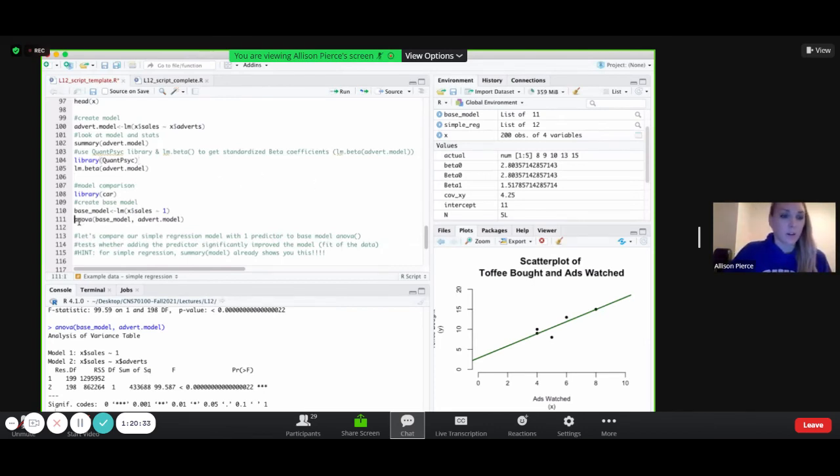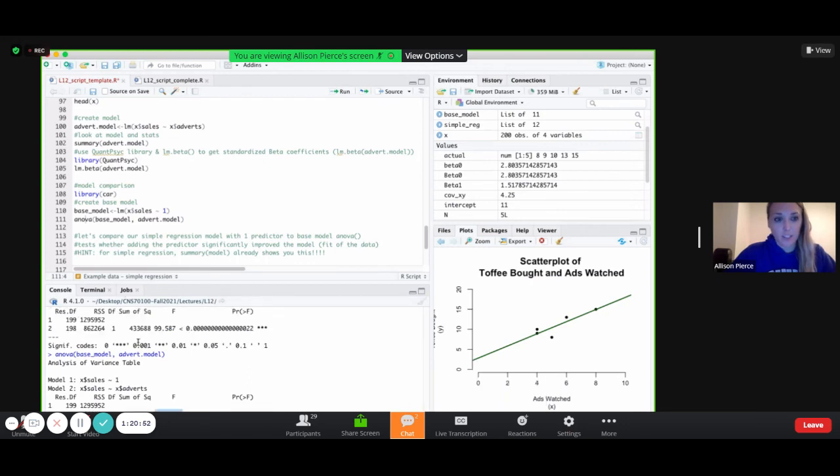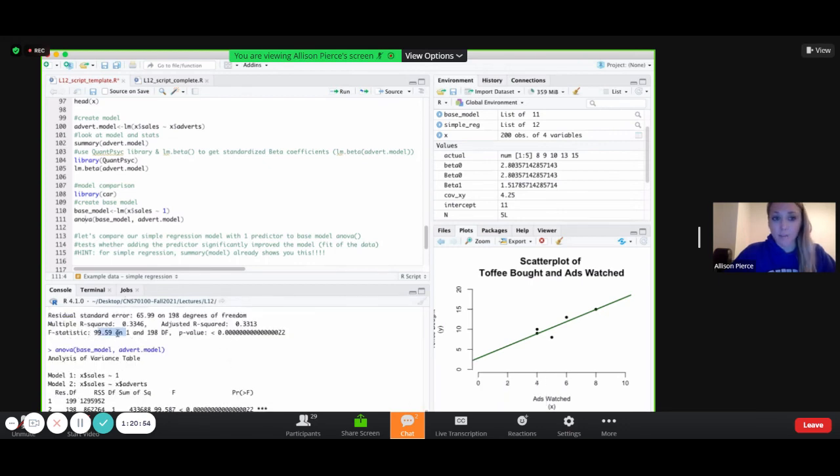Okay, so now if we want to, sorry, I see there's someone in the chat. Okay, so now if we want to compare our base model to our model with a predictor, we do this ANOVA, but notice that this is the same F value as if we just do a summary statistic of our LM model, because this is what LM model is doing. It's comparing it to a base model. That's where this F value comes from.